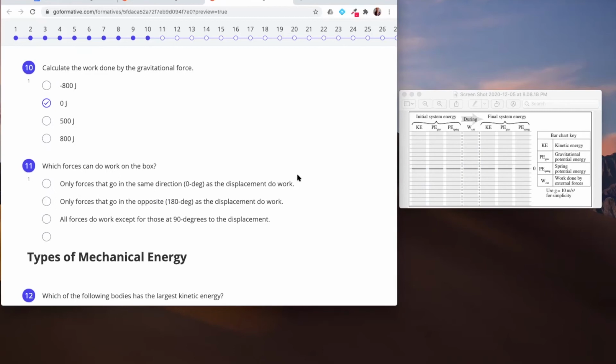For number 11, recall that the applied force did positive work and the friction force did negative work. So these two did work. However, the ones that did not do work were at 90 degrees. The gravity and normal force were at 90 degrees, so they did not do work.